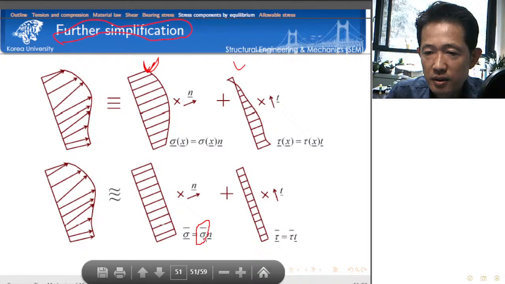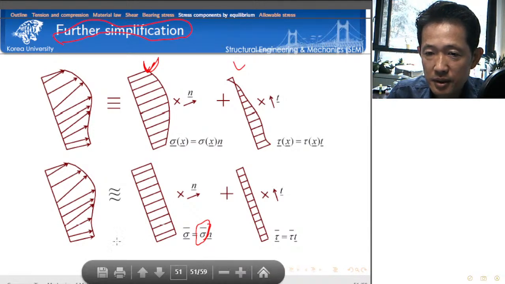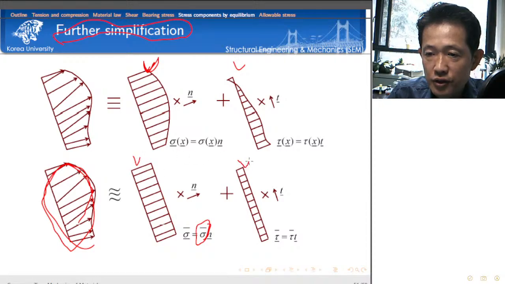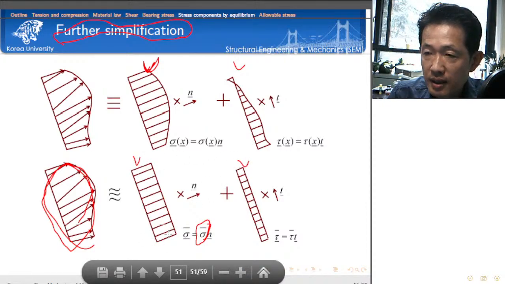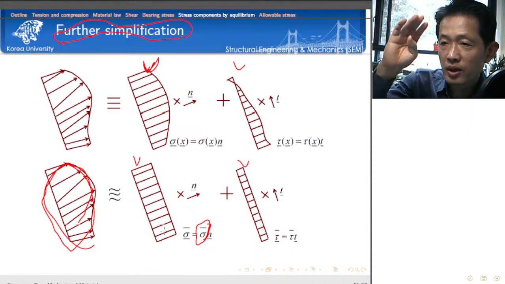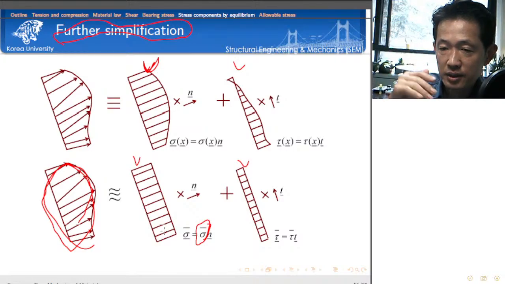Okay, the average one. The upper bar means average. So this actual distribution of traction is simplified by means of a combination of the average normal stress and the average shear stress. That's why in our textbook we always use the average normal stress, with an assumption that the normal stress distribution is constant over the cross section.